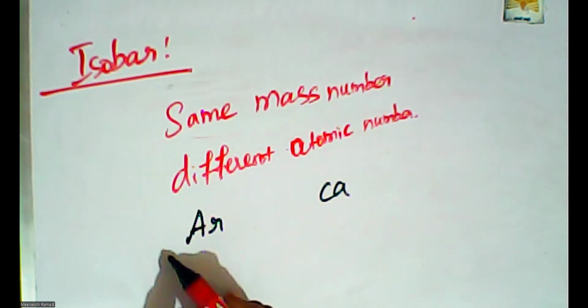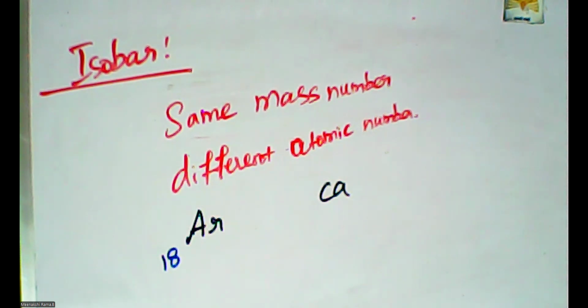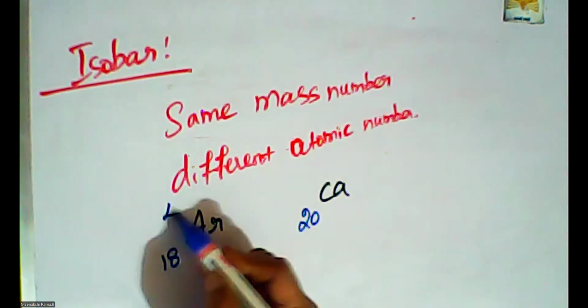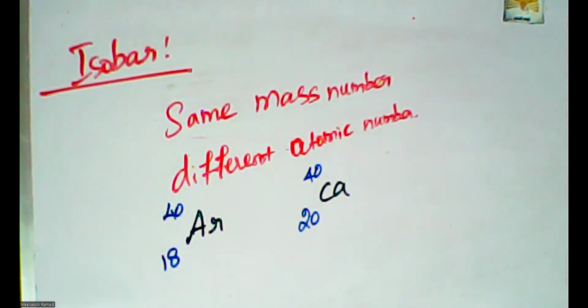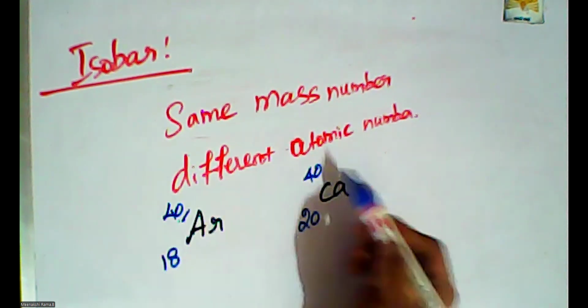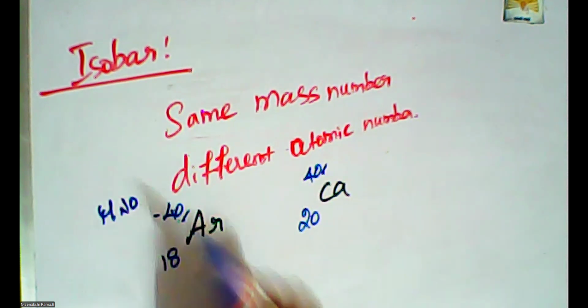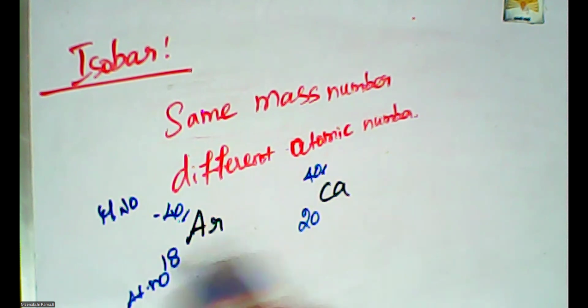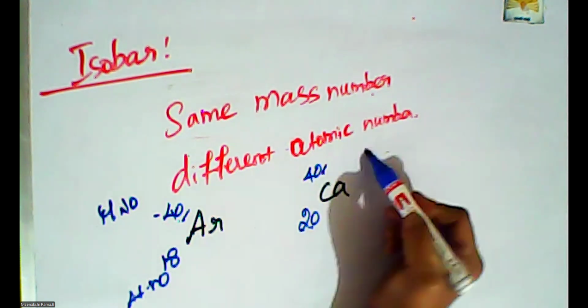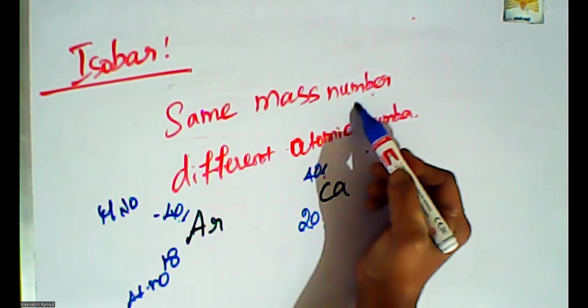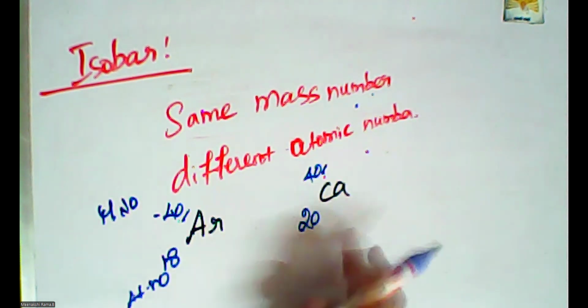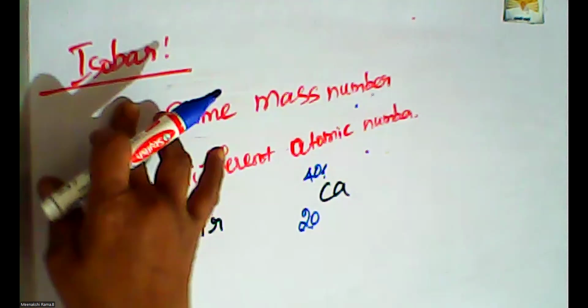The atomic number of argon is 18. The atomic number of calcium is 20. The mass number of argon and calcium is the same, that is 40. The superscript 40 is the mass number, and this is the atomic number. The atomic numbers differ, but the mass numbers are the same. So these are examples of isobars.